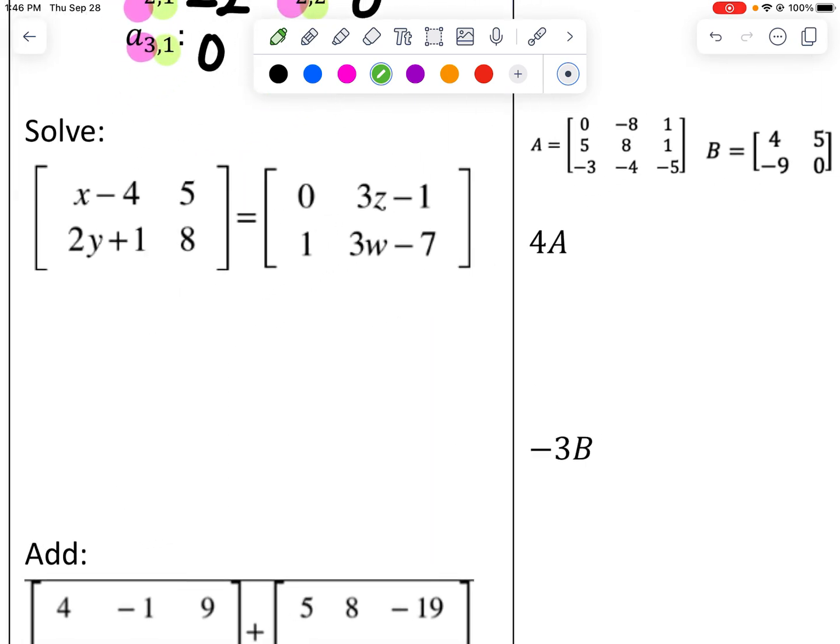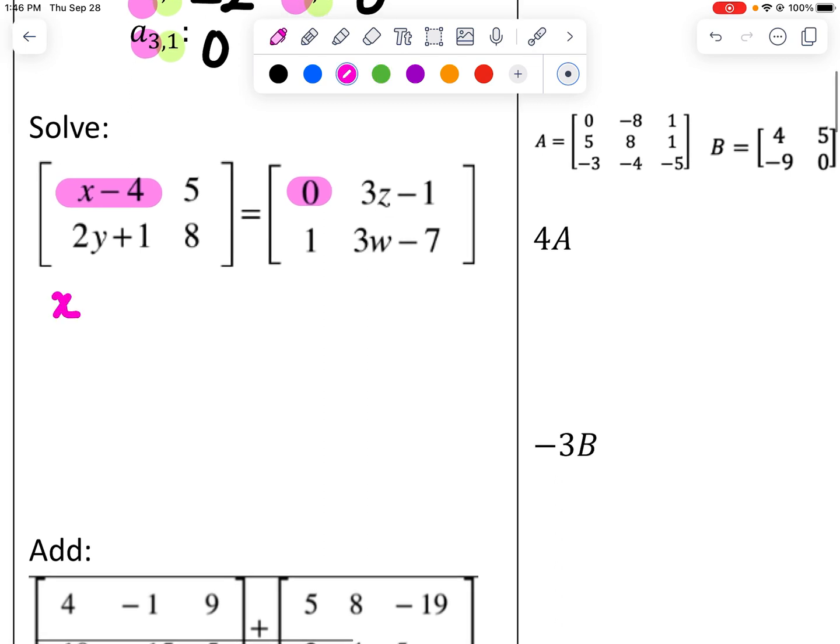If we look at this, we are going to notice in the first matrix, first row, first column is the element x minus 4. In the second matrix, and what it is equal to, first column, first row is 0. So that must mean that x minus 4 is equal to 0. So then x is equal to 4.